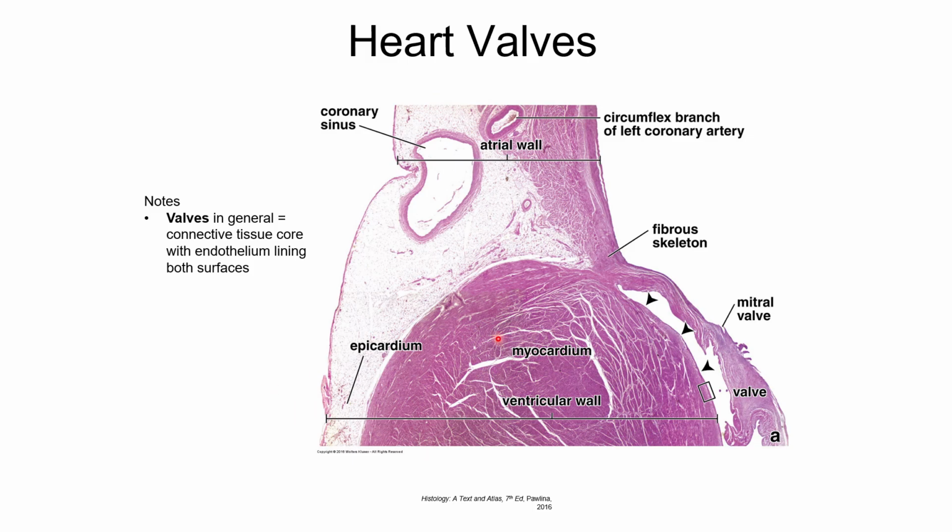Another look at the valves in the heart. This is the myocardium. This is part of the epicardium and connective tissue layer. This is where the coronary artery is in the epicardium. And this is the wall of the atrium. And between the atrium and the ventricle, attached to the fibrous skeleton here, is the valve. This is the case of the mitral valve. This is the atrial part, and here is the ventricular part.